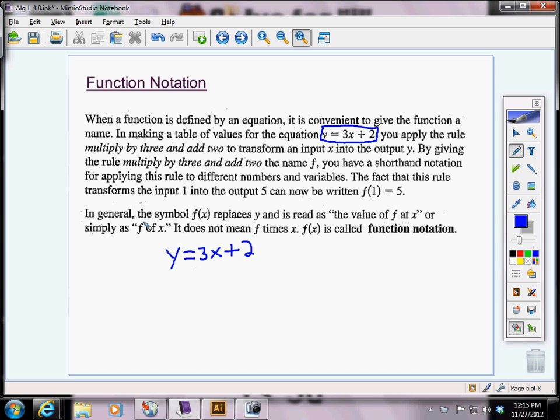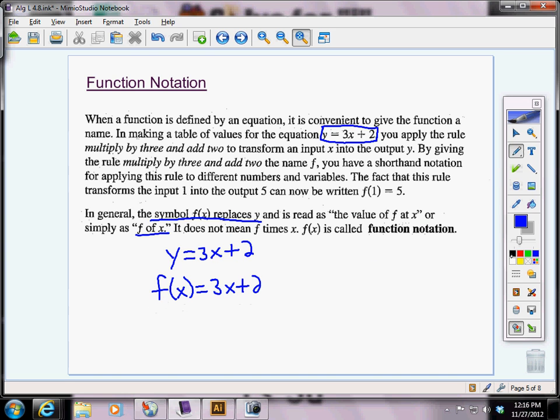Okay? And what we're going to talk about here is we have the symbol f of x. It replaces the y. So instead of writing a y, we're going to write this f parenthesis x parenthesis. Now, the way we read that is value of f at x, or simply f of x, and that's what you're going to hear me say. It does not mean f times x. Okay? This names the function 3x plus 2 as the f function.